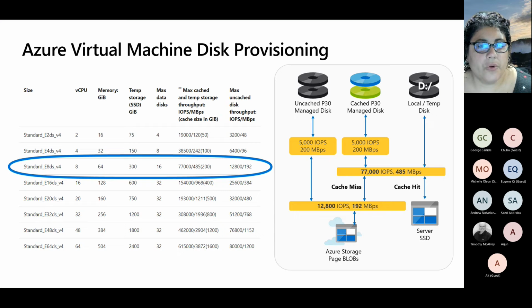Okay, so here, this is your cache, temp storage, and throughput. This is your uncached storage, IOPS and throughput, and then your managed disks, depending on what size disk you choose. Okay.